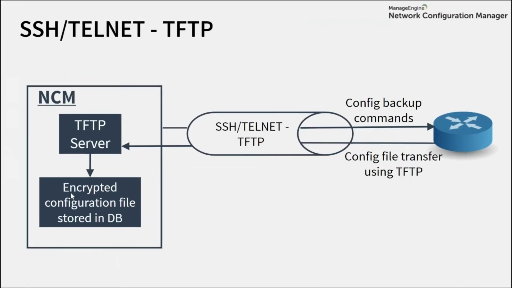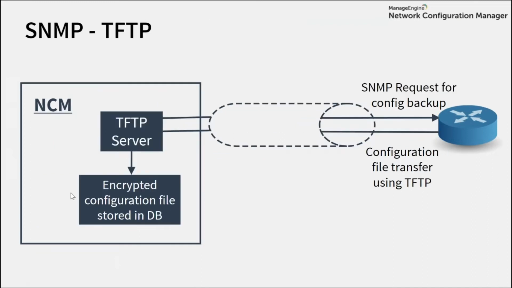Again, here's another combination of SSH TFTP or Telnet TFTP. A communication channel is established using the same protocols. The configuration backup commands are sent through the channel, and the config file transfer happens through TFTP. The TFTP server receives the configuration file, encrypts it, and stores it in the database. So as the protocols change, all you can see changing is the protocols that are being used to send the backup commands and the configuration file transfer.